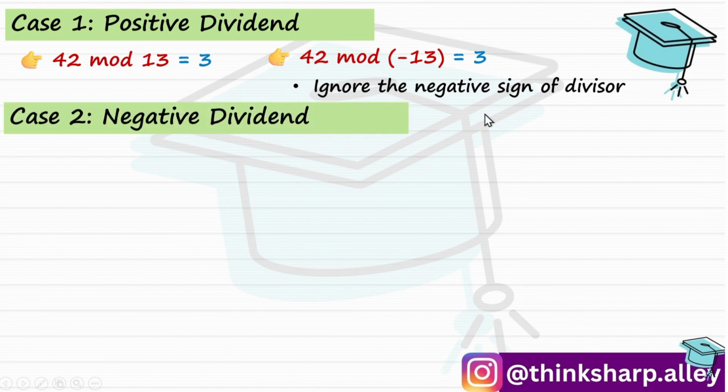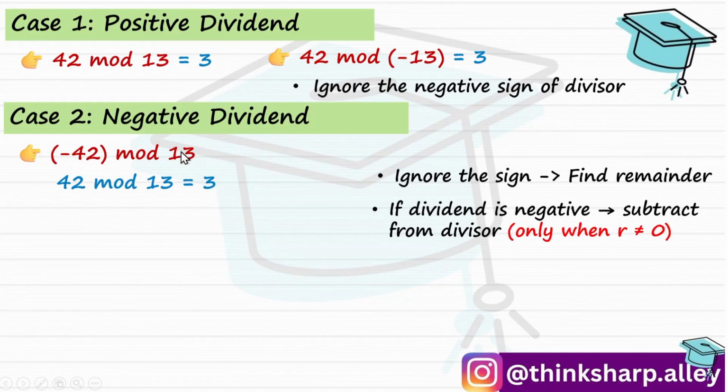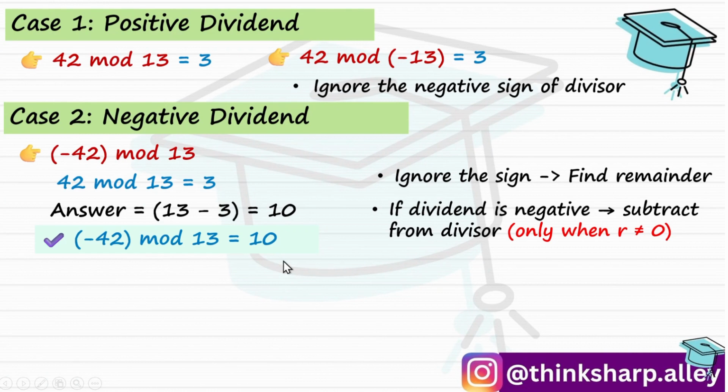But what happens if our dividend is negative? In that case, let us take this example. First step is to ignore the sign and find the remainder. So 42 mod 13 is 3. Now, in case of a negative dividend, remember to subtract your answer from the divisor. Your divisor is 13. So I'll do 13 minus 3, which is 10. So here our answer is 10.